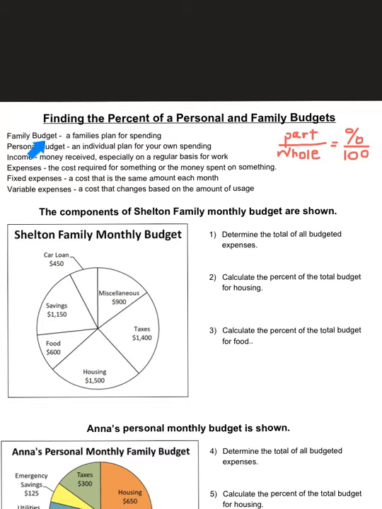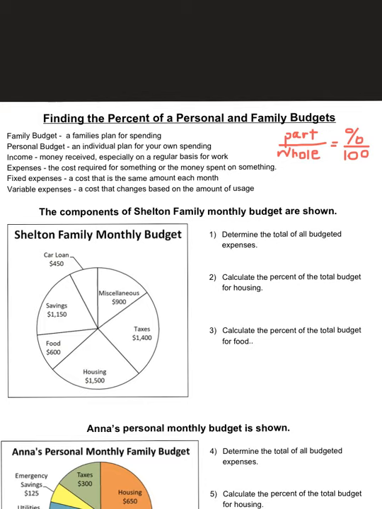We have the family budget. That's the money that a family sets aside for their spending. Personal budget is for an individual person. Income is the money that you take in from your job or whatever you are collecting money for. Expenses is money that's sent out for bills or you buy things. Fixed expenses, that's something that costs you the same amount each month. And variable expenses, that's a cost that changes each month.